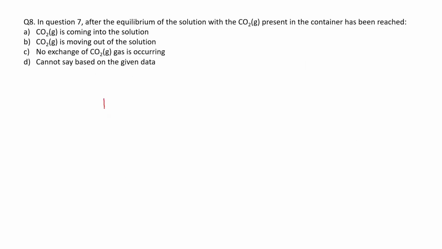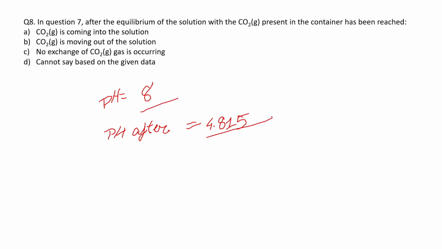So let's see. Earlier the pH given was 8. And the pH after putting the solution with the CO2 gas was, I think, 4 point something. Oh, it was 4.815. So we can see that earlier the pH was 8 and later the pH reduced to 4.815 when the system was open to CO2 gas with partial pressure of 1 atm. So we can see there is a reduction in pH.